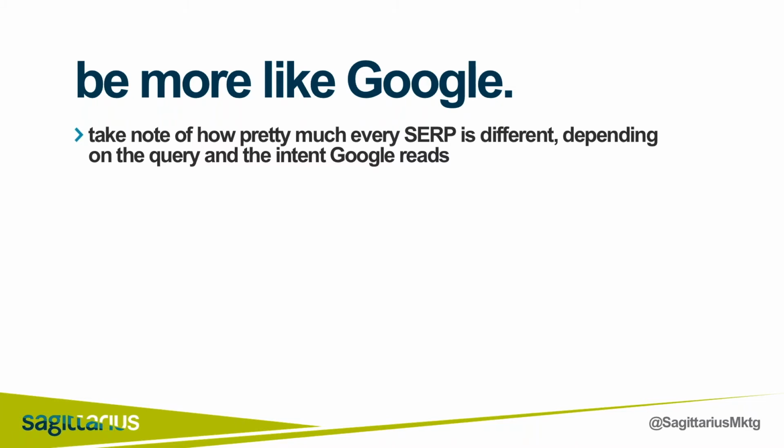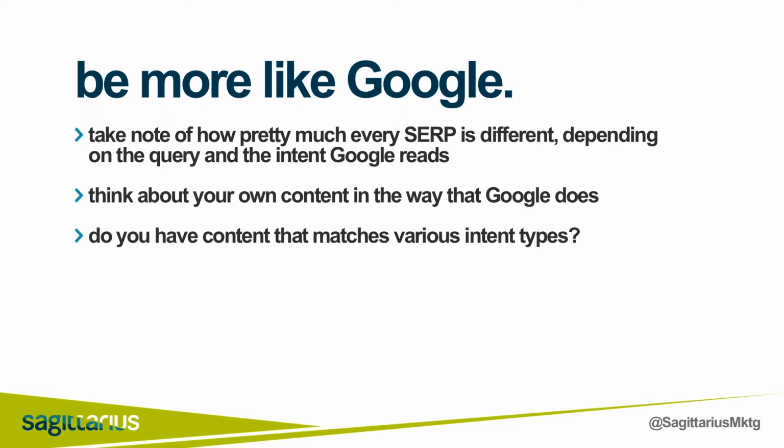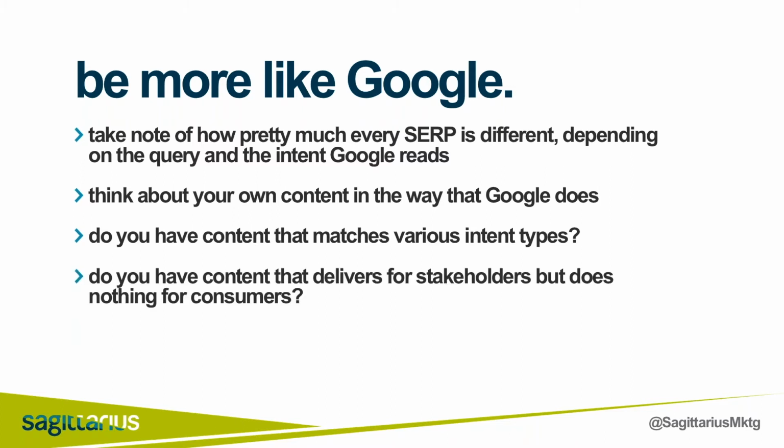So it's really important to focus on understanding what's happening in the broader market, but also understanding that Google doesn't stand still, and thinking about how your content works in the same way that Google does. Do you have content that matches various intent types? Do you have content that delivers for stakeholders but does nothing for consumers? The answer to that is probably every site does. It doesn't matter where you are. There will always be some content that perhaps you didn't want to publish, but somebody internally has said that is really useful, we need to push ahead with this.